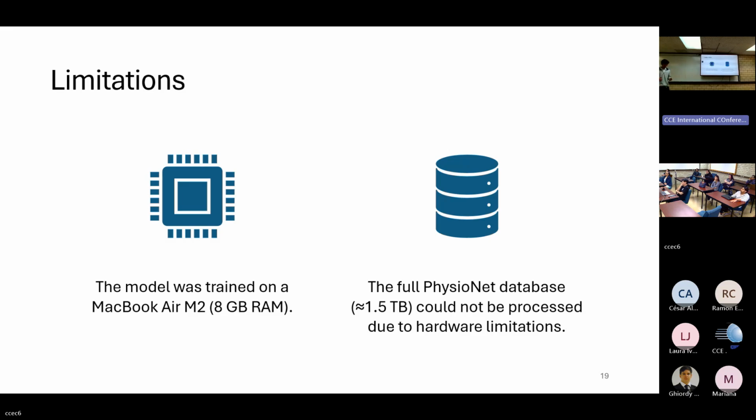However, we got this due to two important limitations. The model was trained on a MacBook Air M2 with 8 GB of RAM, which didn't allow us to process the complete dataset, whose size was 1.5 terabytes.